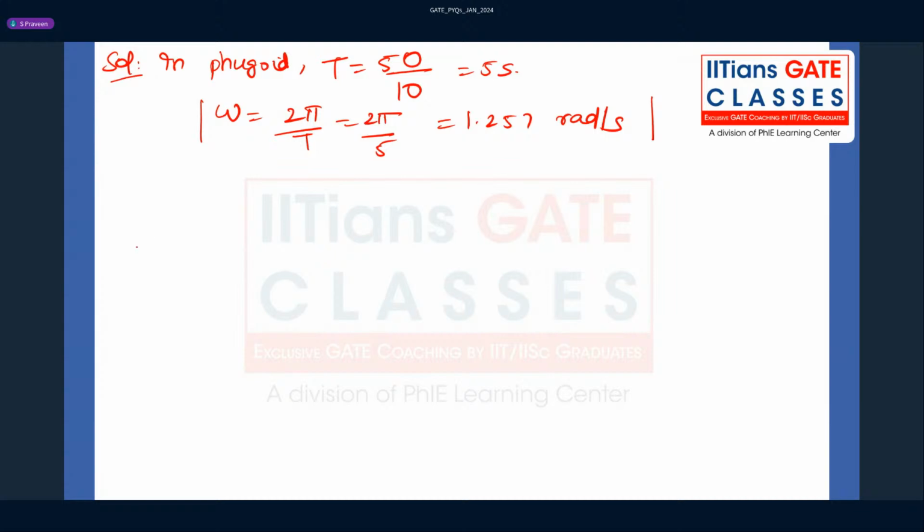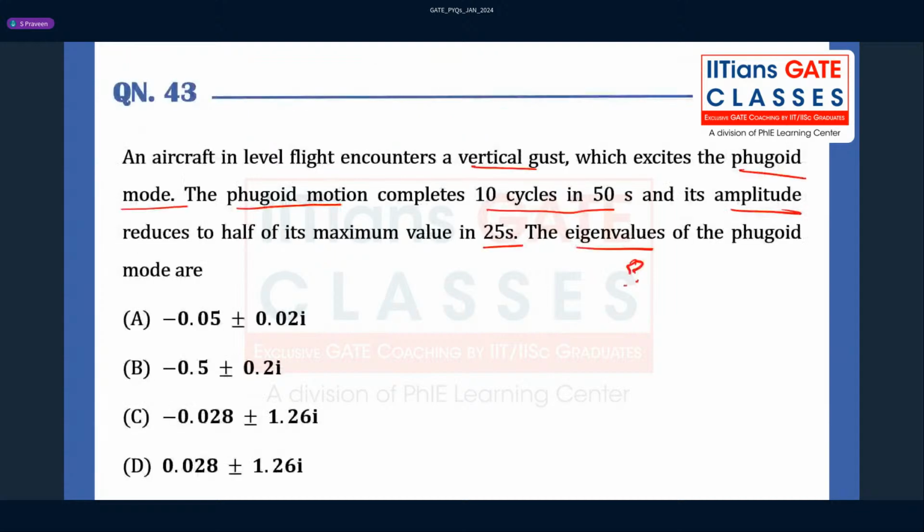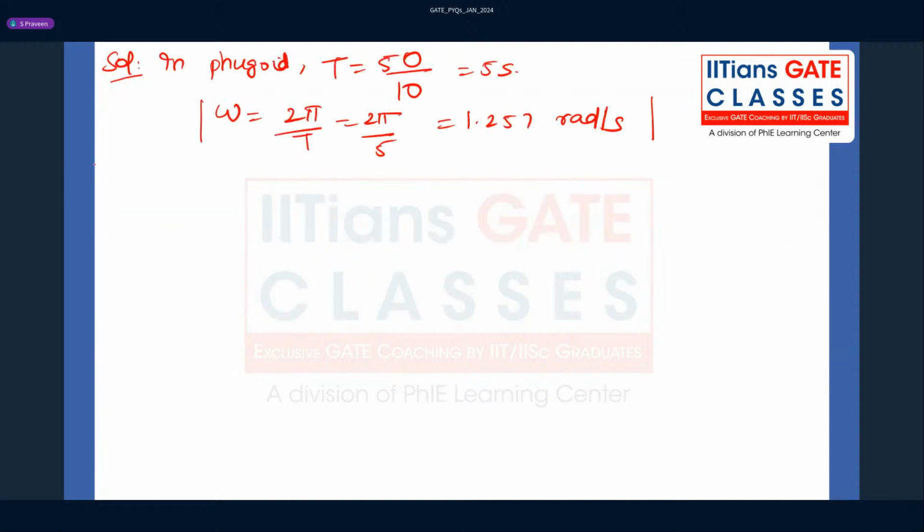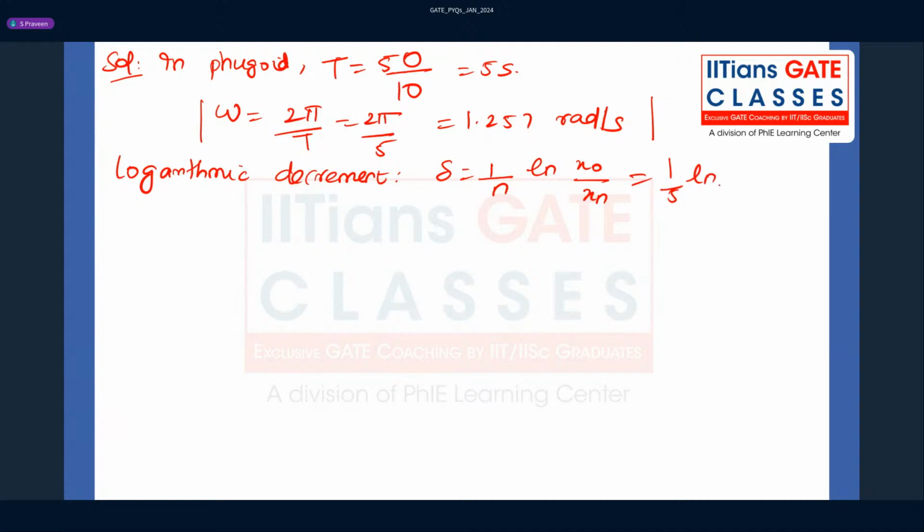Now, he says that the amplitude reduces to half of its maximum value, right? So if I use the logarithmic decrement formula, what is that? Delta equal to 1 by n ln of x naught by x n. So in 5 cycles, it is reduced to half of it, which means this will become 2. So that turns out to be, delta is 0.1386, right?